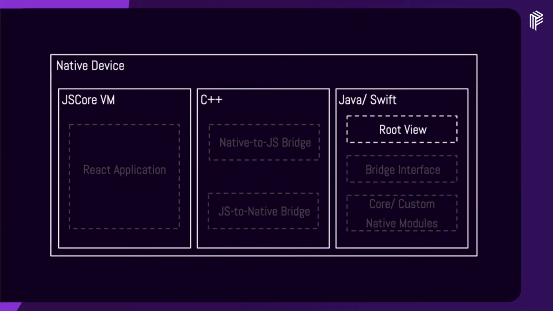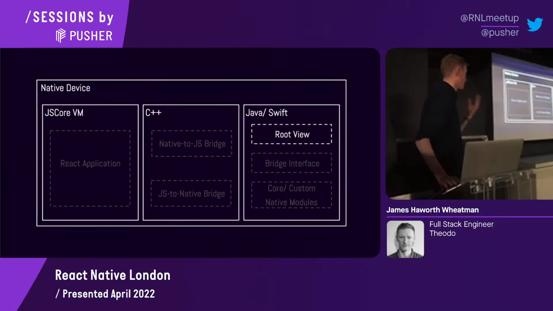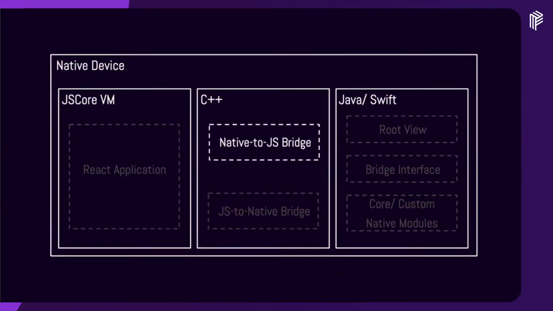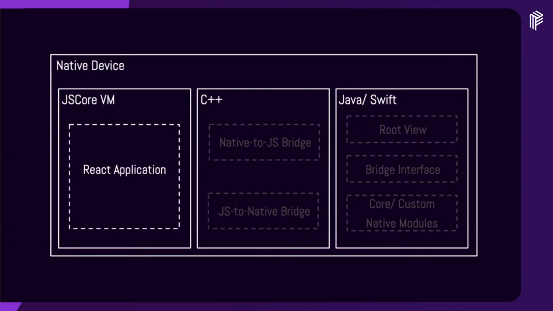So for the sake of demonstration, let's show what happens when you press a button, for example. We're responding to a click event. Now this obviously originates on the native side of things. We're rendering native components, so the click event happens natively somewhere underneath the root view, which communicates to the bridge interface. And that gets sent along the native to JS bridge, which your React application then picks up.